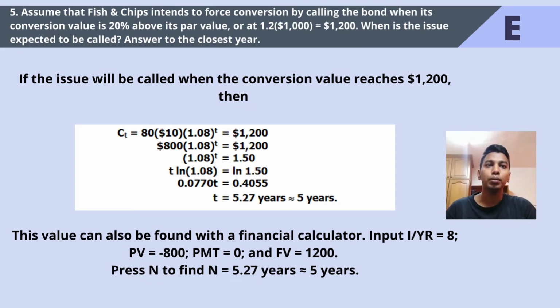This value can also be found with a financial calculator. Input I/YR is 8, PV is negative 800, PMT is 0, and FV is 1,200. Press N to find N, and we will get N of 5.27 years, which is equal to 5 years.